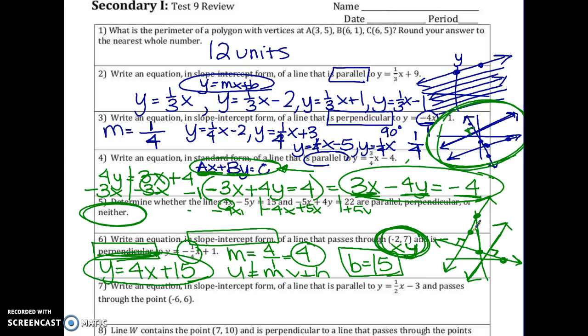Number 7, write an equation, slope-intercept form of a line that passes through that's parallel to y equals 1/2 x minus 3, and passes through this point, x y. So same idea. We know that on this one, we're going to have a slope that's the same because it's parallel.